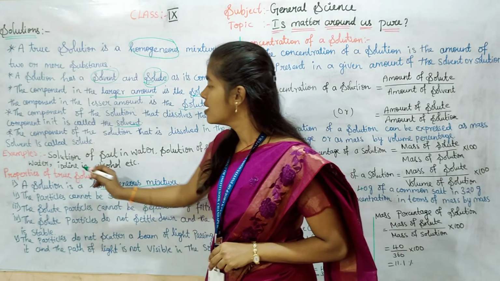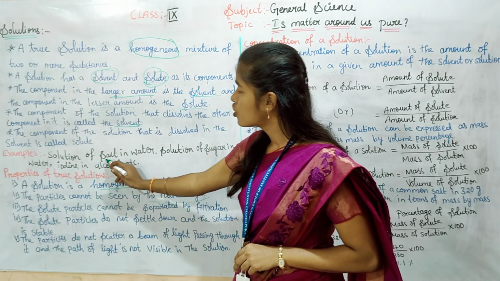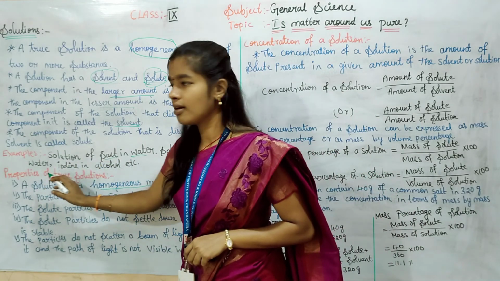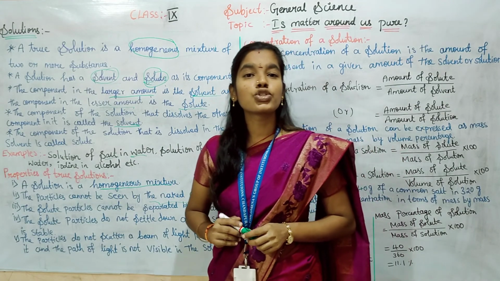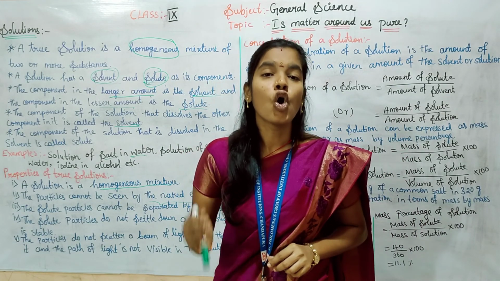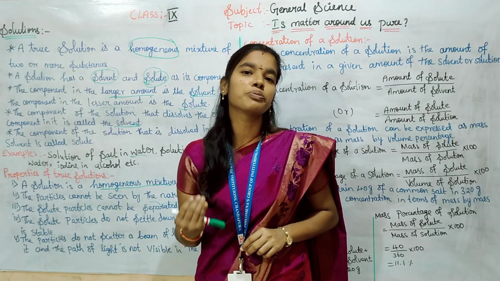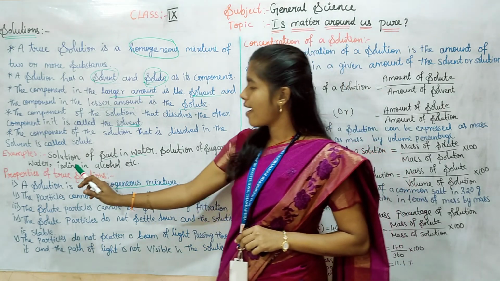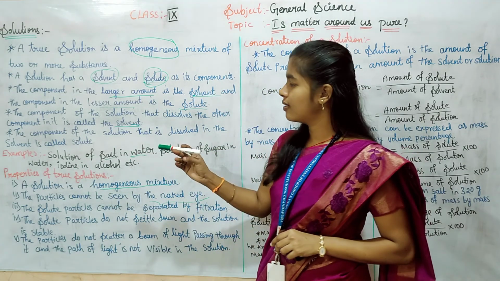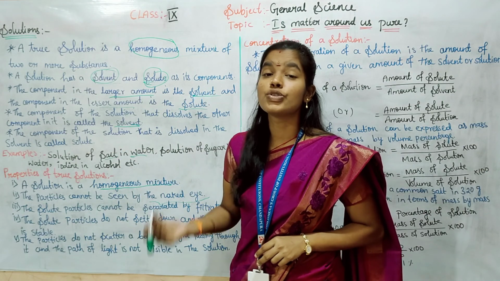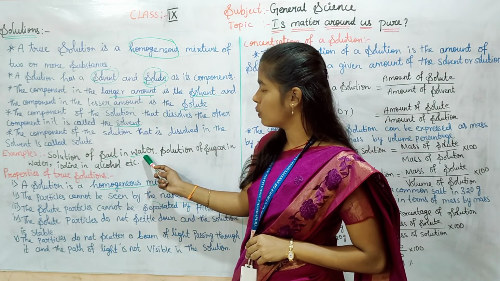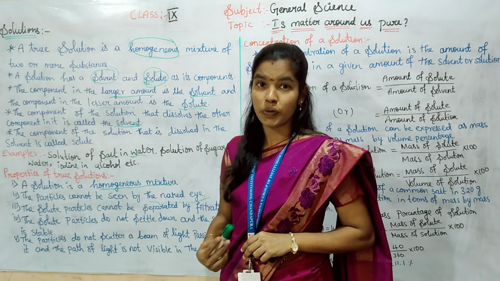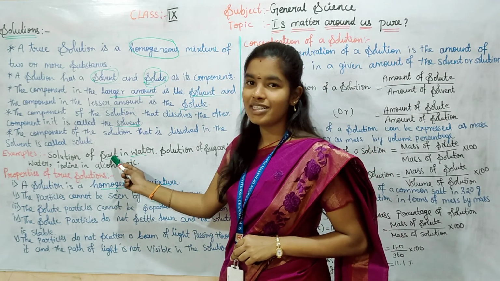A few examples: solution of salt in water, solution of sugar in water, and iodine in alcohol. A solution of salt in water is an example of a homogeneous mixture, because it has uniform composition. You can identify which one is solvent and which is solute. In salt in water, water is in the larger amount and salt in the lesser amount, so water is the solvent and salt is the solute.